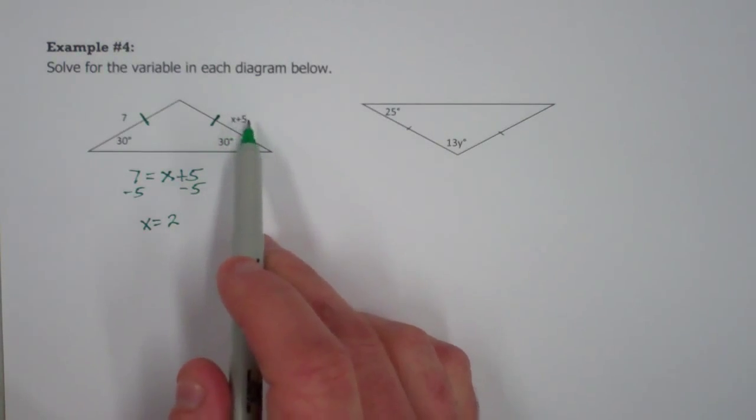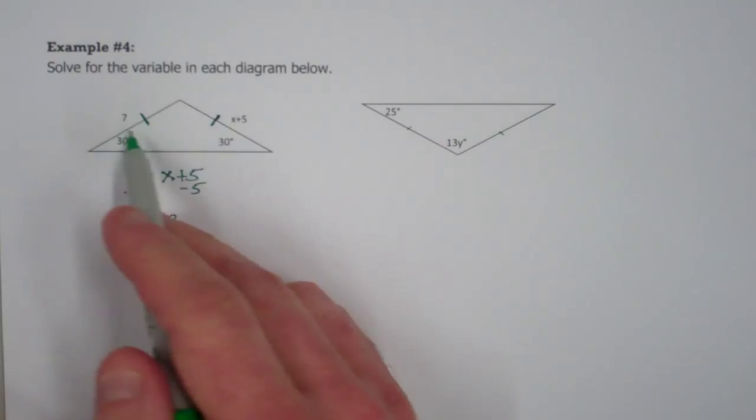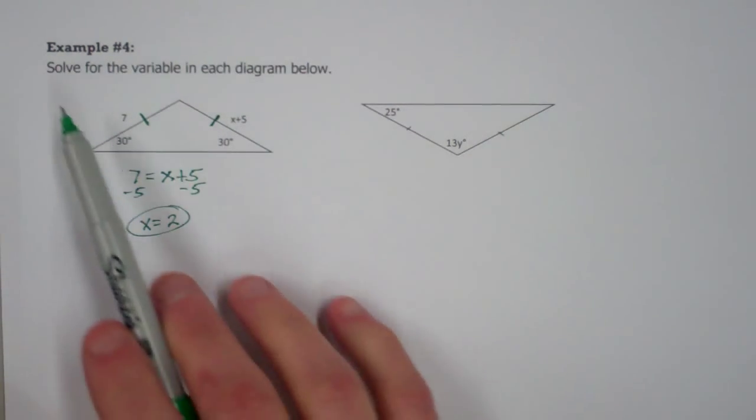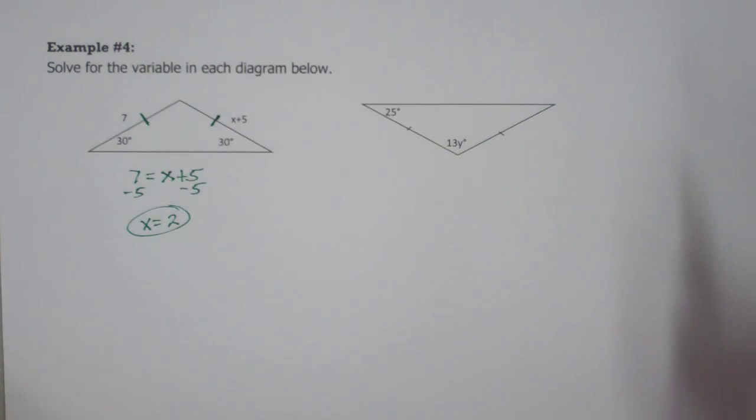If we substitute 2 back in, we get 7 over here, and we know that those have to be the same. So we've done what the problem asks us to do here. We've solved for the variable. Don't have to do anything else really.